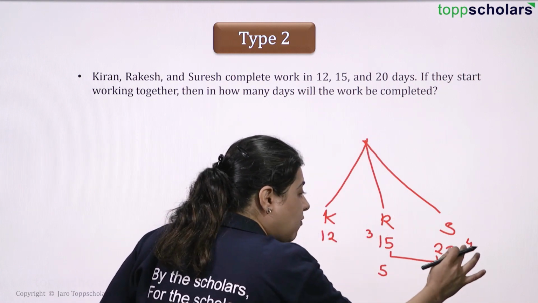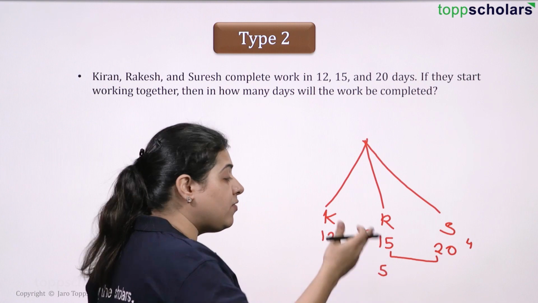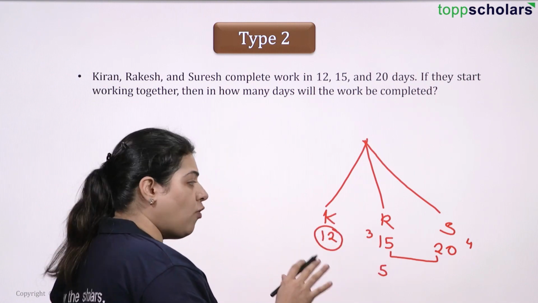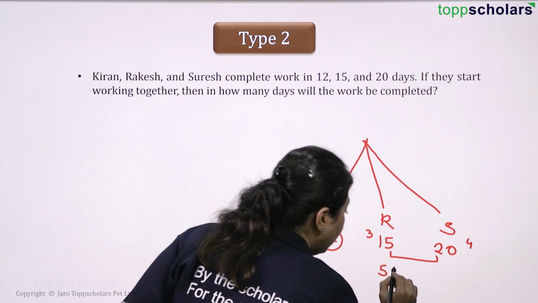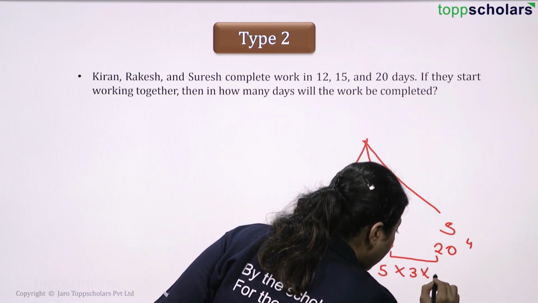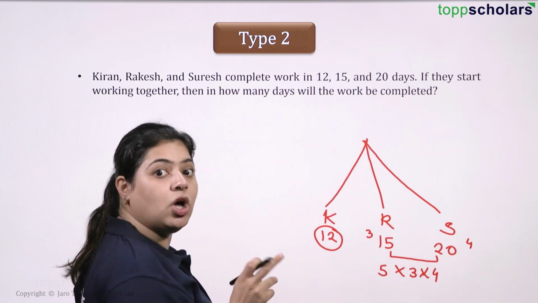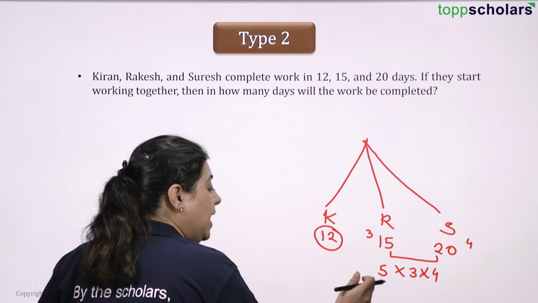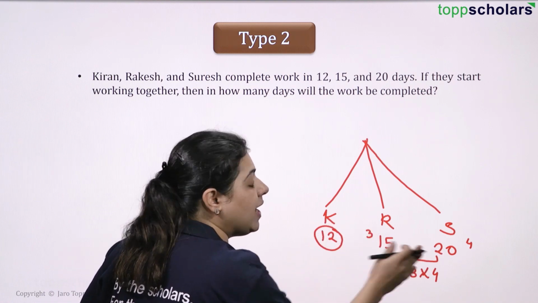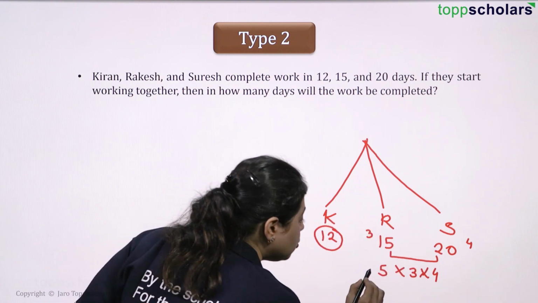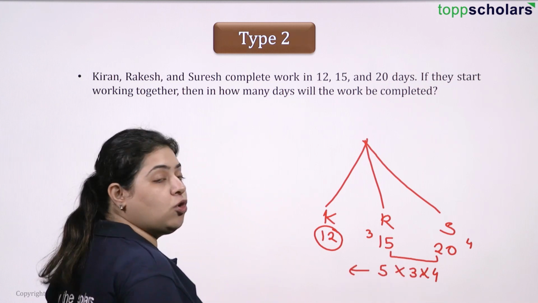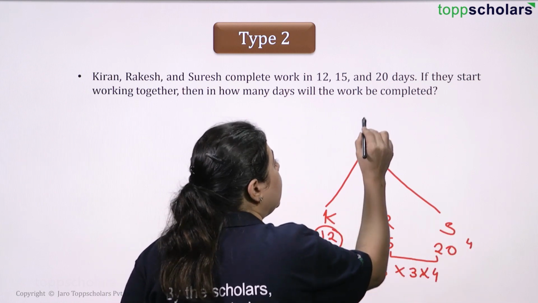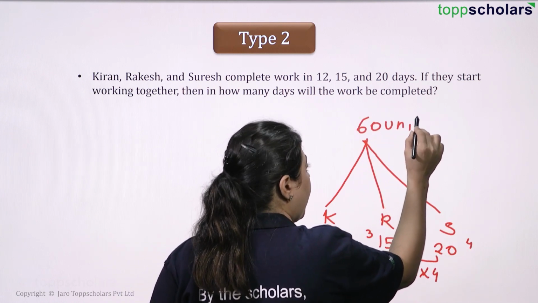Now, this 3 and 4 we see, 3 into 4 is 12. This 12 here again is a multiple of 12, correct? So, we understand that 3 and 4 are nothing but co-primes, correct? So, 5, 3 and 4 will be the LCM for 12, 15 and 20 in simple terms, okay? So, 5 3s is 15, 15 into 4 gives us 60. So, the total work we understand is nothing but 60 units, correct?